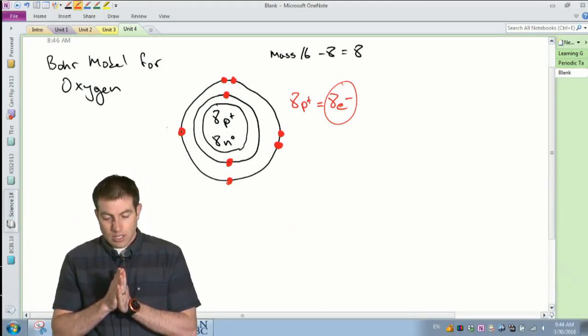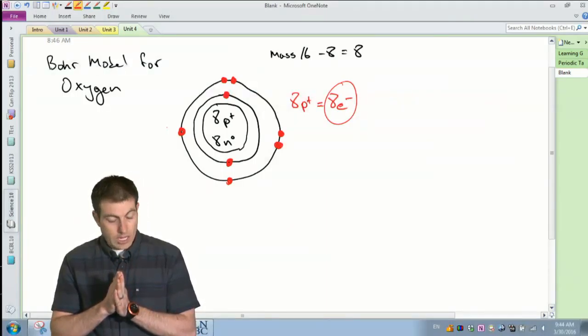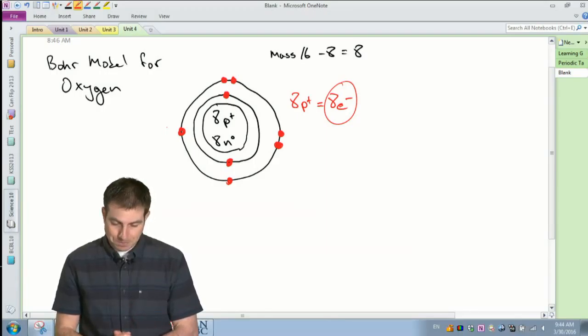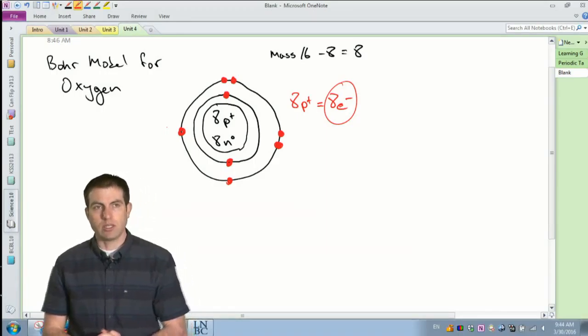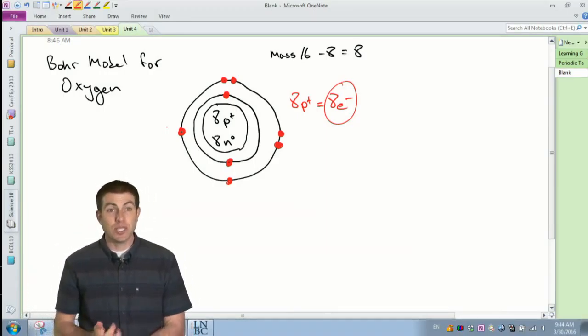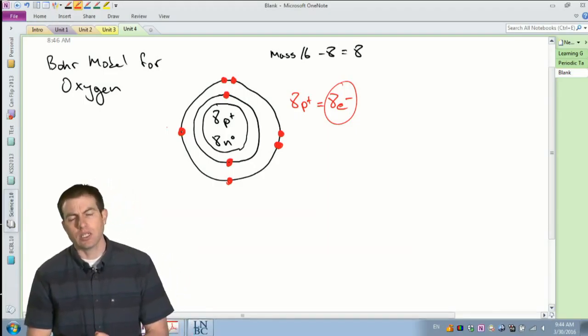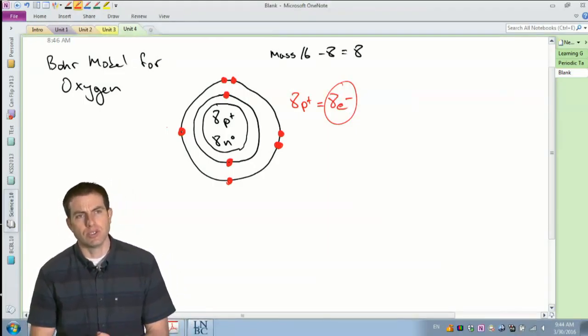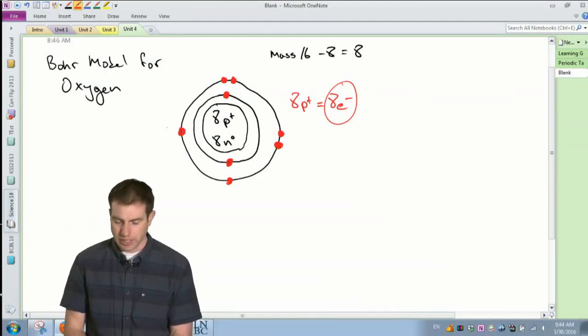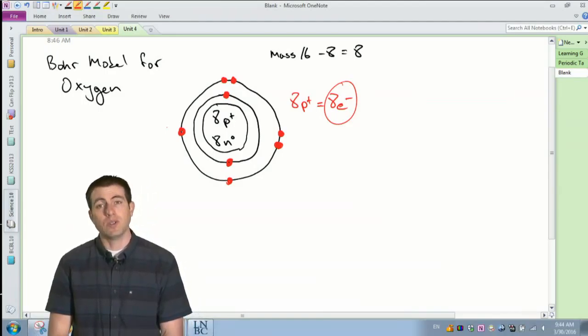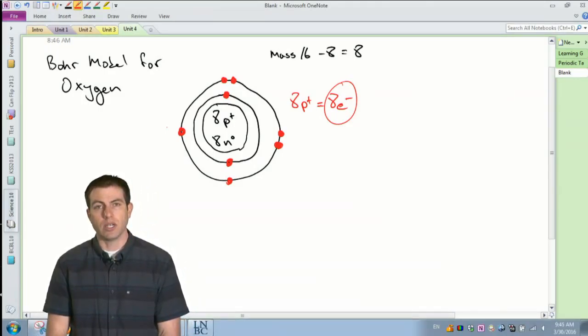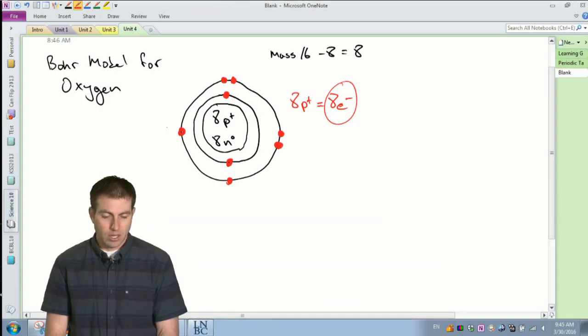Does anybody have any questions about that? And again, it's really easy for you to just sit there and be like, that looks pretty straightforward. You just drew some circles and put some dots on it. I can do that. But it's extremely, extremely important that you guys try this along with me.